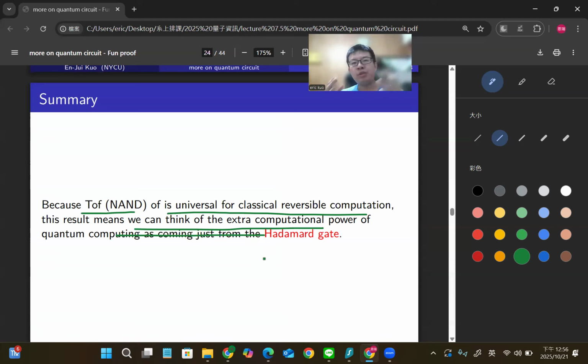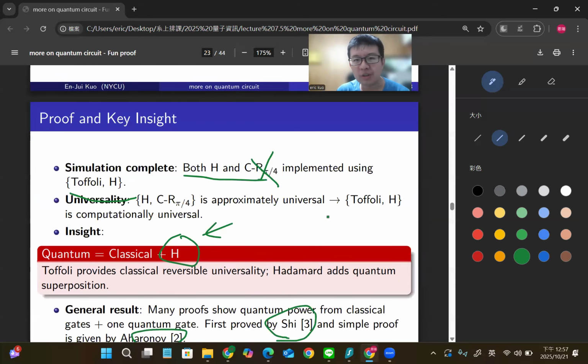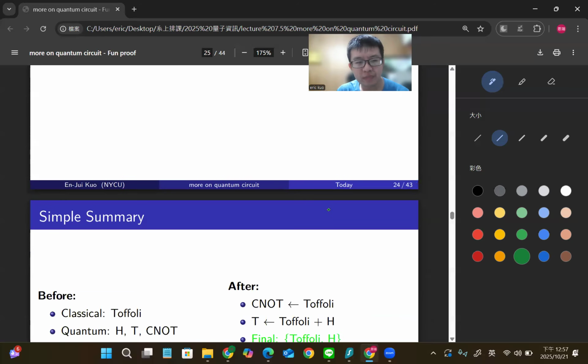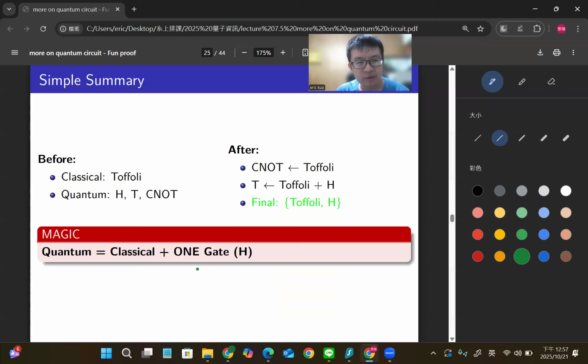So in the next lecture we will talk about some simple quantum algorithms. All of these quantum algorithms are based on the Hadamard gates, so we will see the power of the Hadamard gate in the next lecture. Also, this is the summary proof: quantum is magic, classical plus one Hadamard gate.